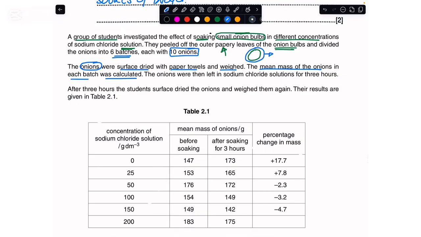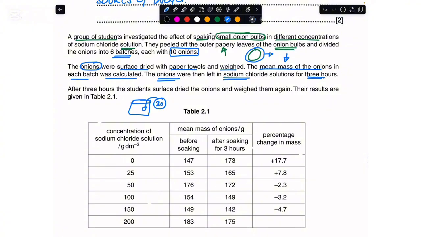If I were to just simply show you the first batch of the onions, in this batch I have placed a total of 10 onion bulbs. I have cut them, surface dried them, and taken their initial mean mass. Afterward, these onions would be added to the sodium chloride solution for a total of 3 hours.